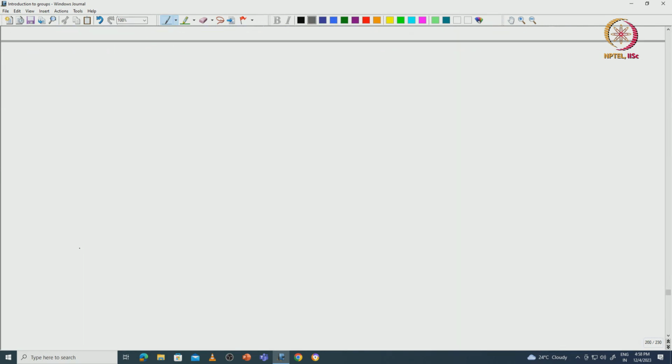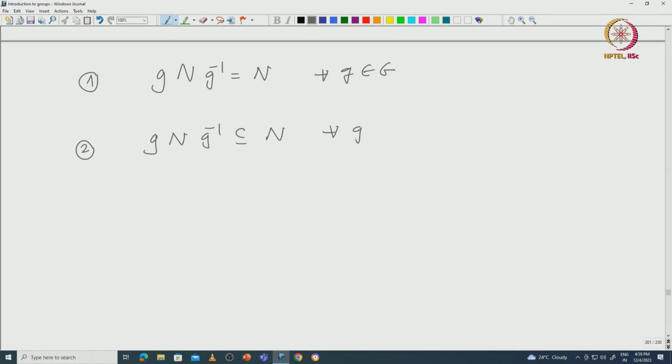So let us start with the first definition. The very first definition says G N G inverse equals N for all G in G. We want to say that this is equivalent to G N G inverse being a subset of N for all G in G, and then the third, G N is the same as N G for all G in G. Okay, so let's prove 1 implies 2. 1 implies 2 is obvious, because once they are equal, obviously the subset relation is true. So this is verified immediately.